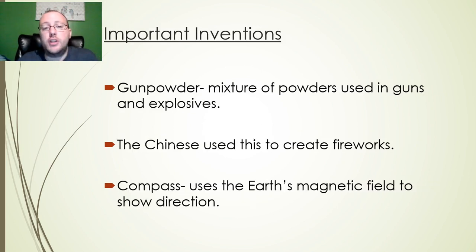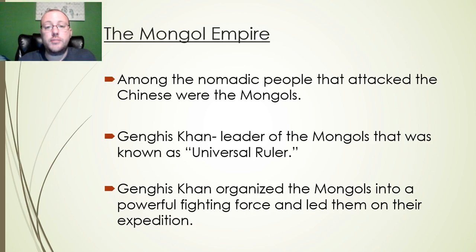Some of the inventions that came out of this time were gunpowder, a mixture of powders used in guns and explosives. The Chinese used this to create fireworks. It's said the Chinese found this out by mistake, how to make gunpowder. The compass uses the Earth's magnetic field to show direction. We've all seen a compass. The idea behind this derived from the ancient Chinese.